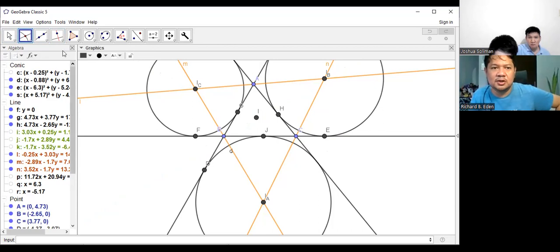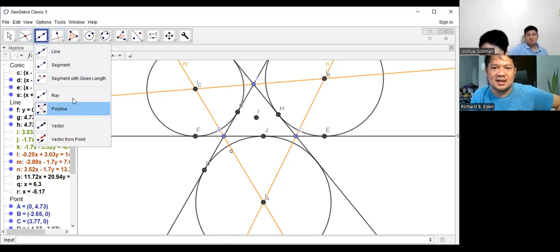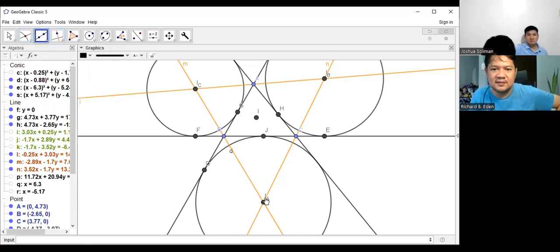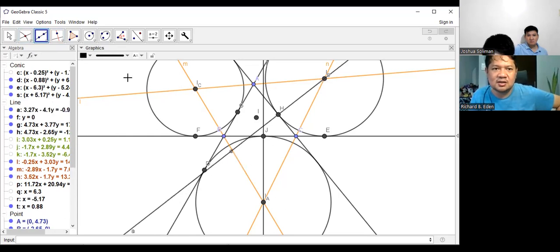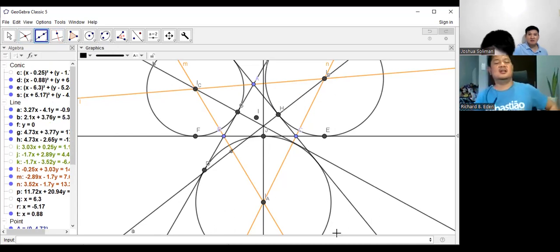So you were conjecturing the concurrency of each excenter with the points of tangency. Tignan nga natin. I sub A to J, I sub B to H, I sub C to G. No, it's real. All right. Conjecture. This is a real good conjecture.